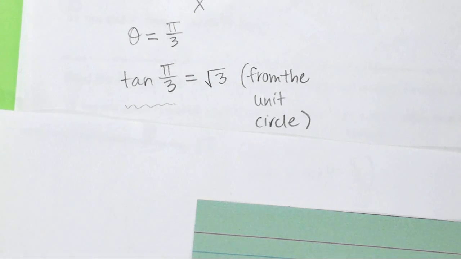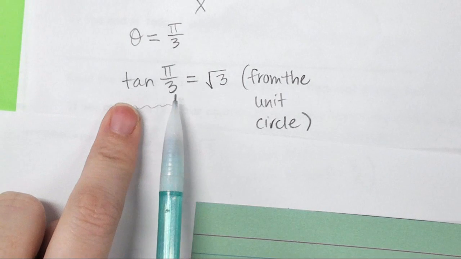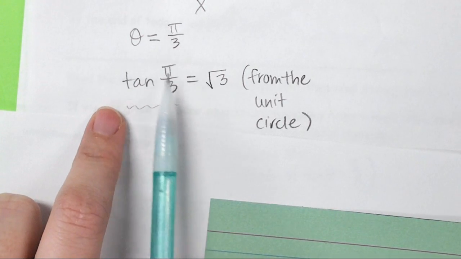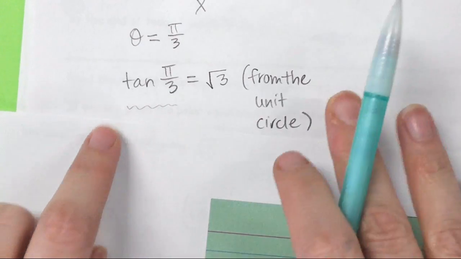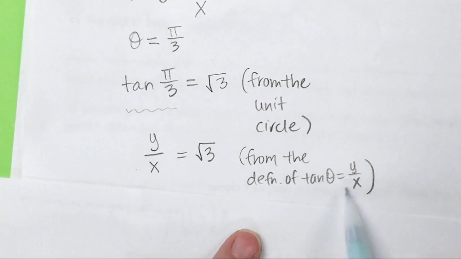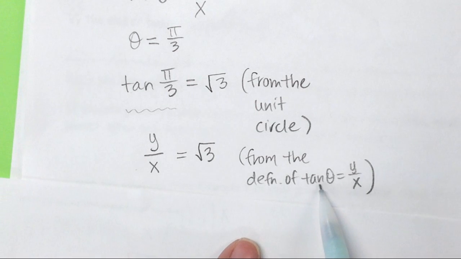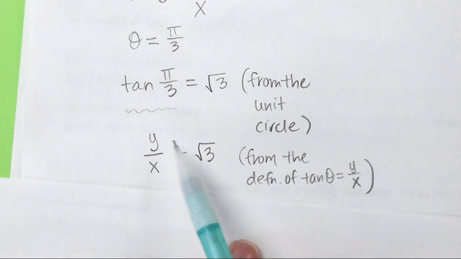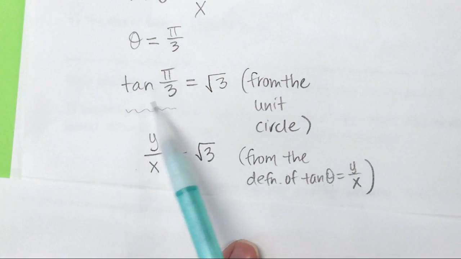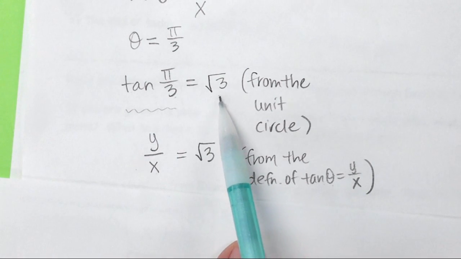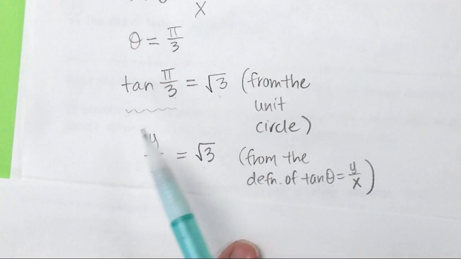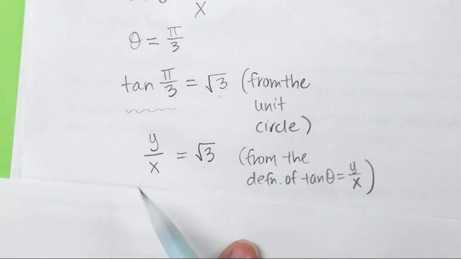And then, like I said earlier, we know tangent of theta is going to be y over x. So what we can do is replace the tangent of pi over 3 with y over x, because that's the definition of the tangent. We know that the tangent of any angle is equivalent to y over x. So we needed the pi over 3 to know it was equivalent to root 3. And now we're going to solve this equation for y.